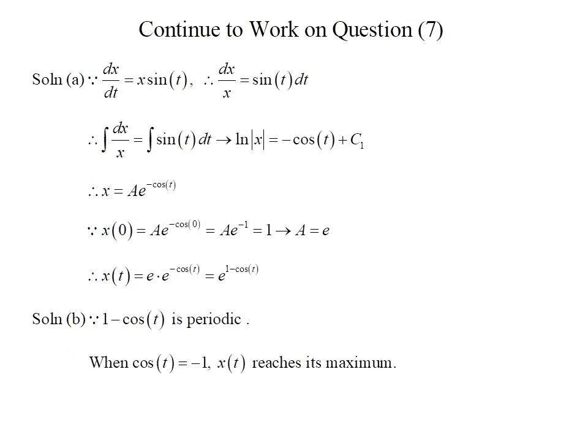As for part B, since 1 minus cosine t is periodic, obviously when cosine t equals negative 1, x of t reaches its maximum, which equals e squared. Hence, when t equals (2k plus 1) pi, where k is an integer, cosine t equals negative 1, and the maximum displacement equals e squared.